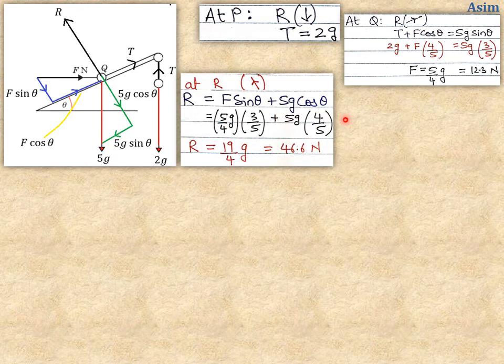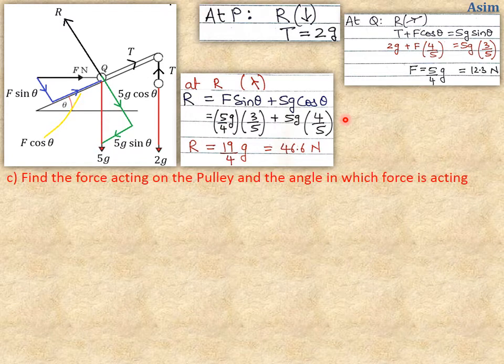That is easy. But the second part of this question is tricky, and pay attention now. If you remember, I asked you to solve the same question in one of the previous dynamics videos.